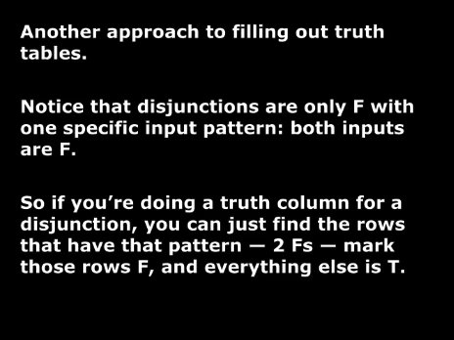Something similar for disjunction. Notice that disjunctions are only false with one specific pattern, when both inputs are false. So if you're doing a truth column for disjunction, just look for that specific pattern, 2 Fs, an F for both inputs. Mark an F for the disjunction on those rows, and then when you're finished with that, just put T's everywhere else.